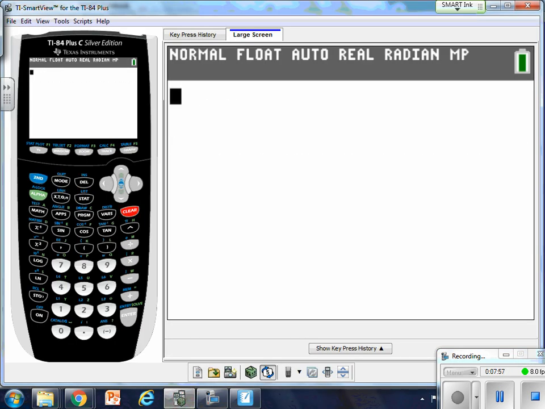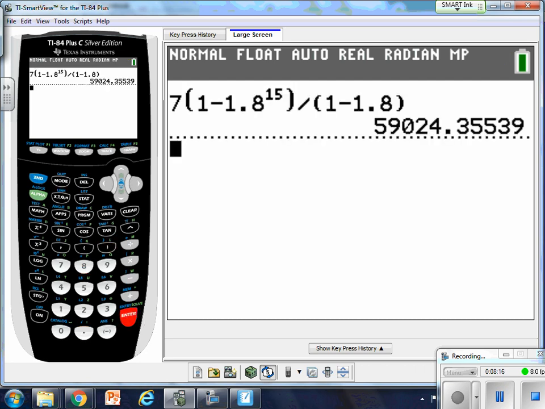Okay, so I'm going to do 7. I'm just going to use parentheses, 1 minus 1.8. Now that 1.8 is getting raised to a power. Then we can close the parenthesis, and we're dividing that whole thing by, in parentheses again, 1 minus r, 1 minus 1.8. And this should give us our final answer. That should be the sum of the first 15 terms. Okay, if we were to add them all up, it would be over 15,000 total.